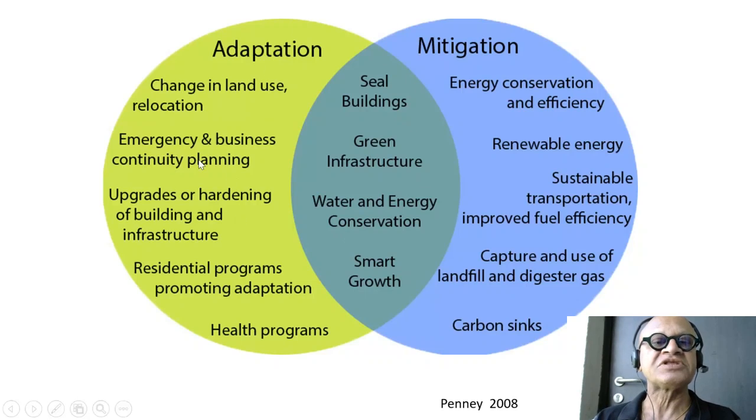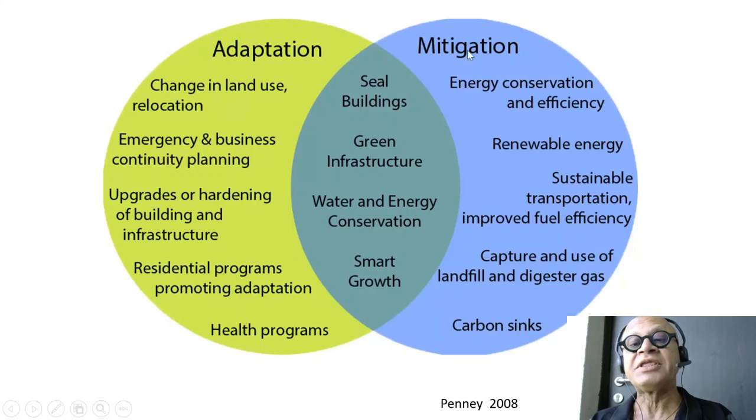You can see some examples here in adaptation. So adaptation is to try to manage the unavoidable. Okay, so change in land use, relocation, emergency business and continuity planning, upgrades or hardening of buildings and infrastructure, residential programs promoting adaptation, health programs. There are many things: fishing gears, agriculture, smart agriculture, smart cities, and so on, and health issues, water quality, air quality, etc.